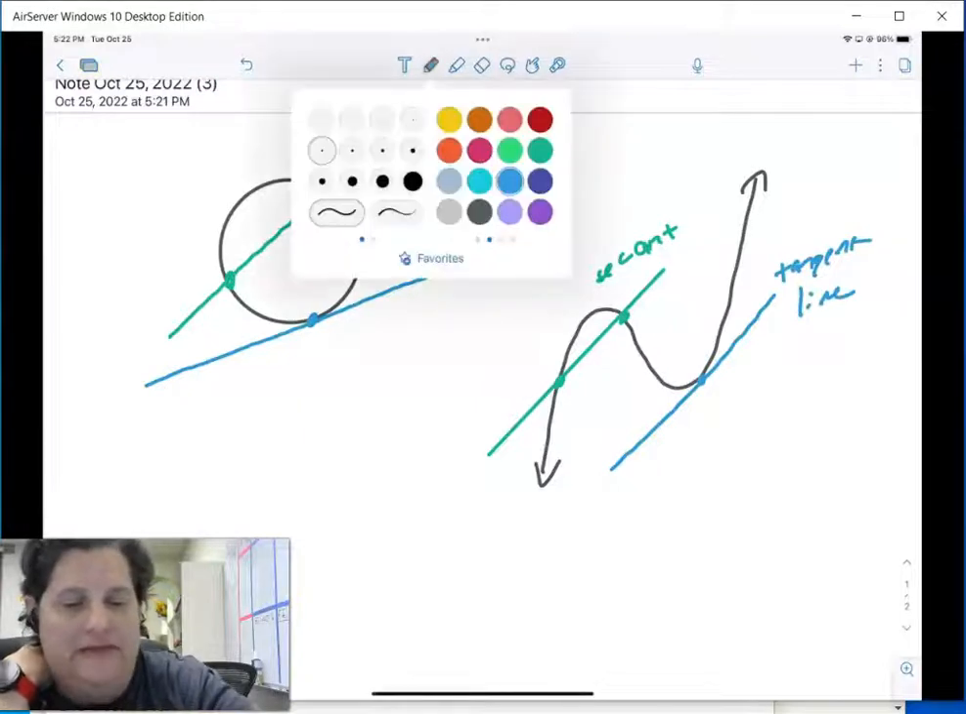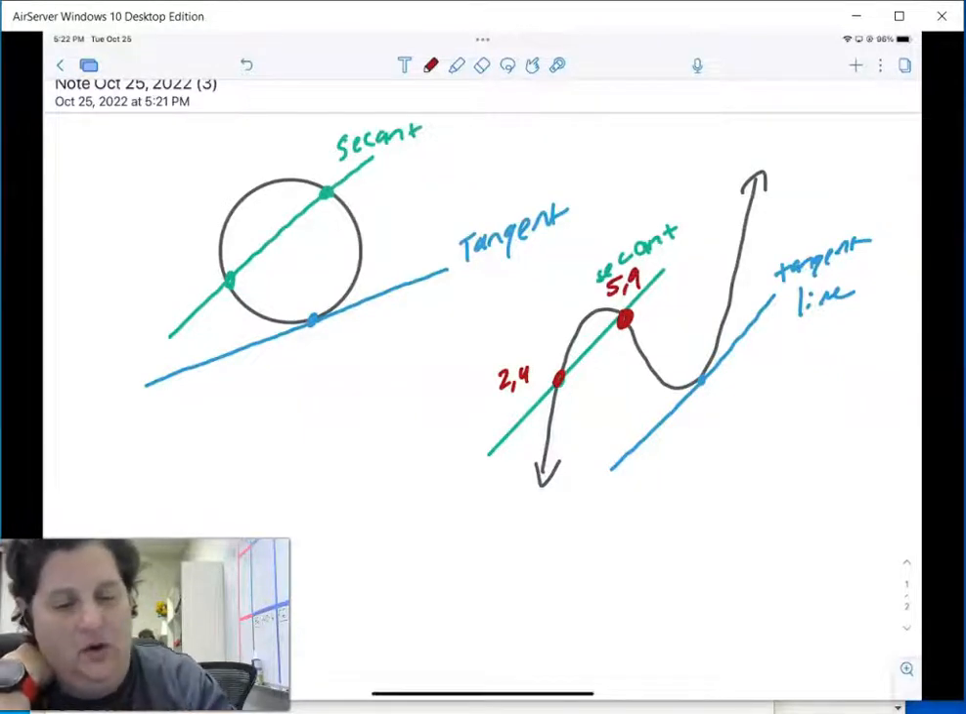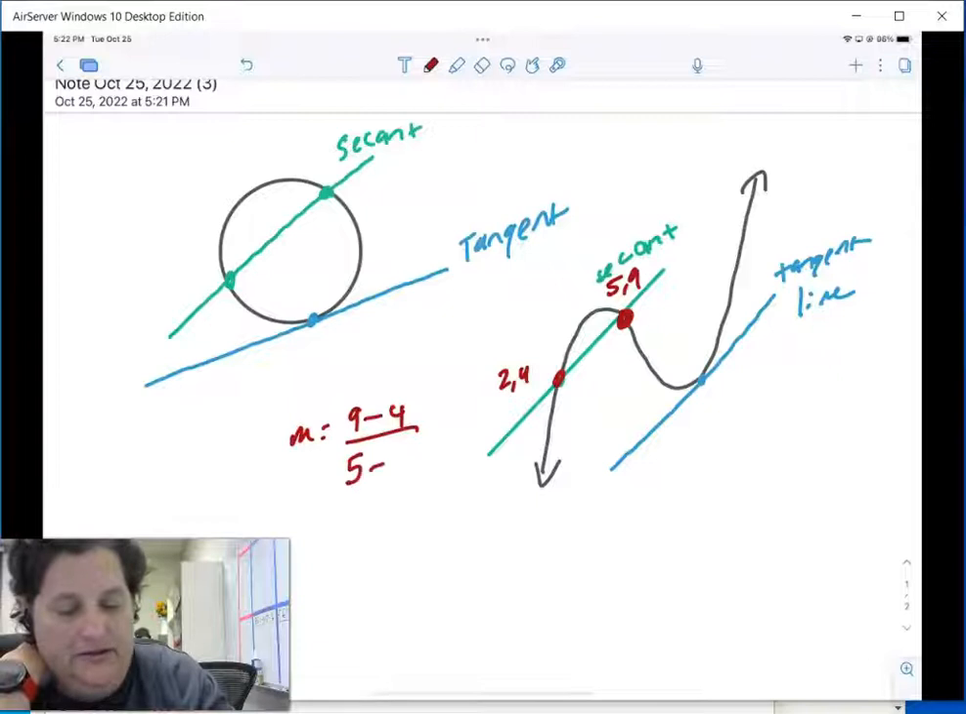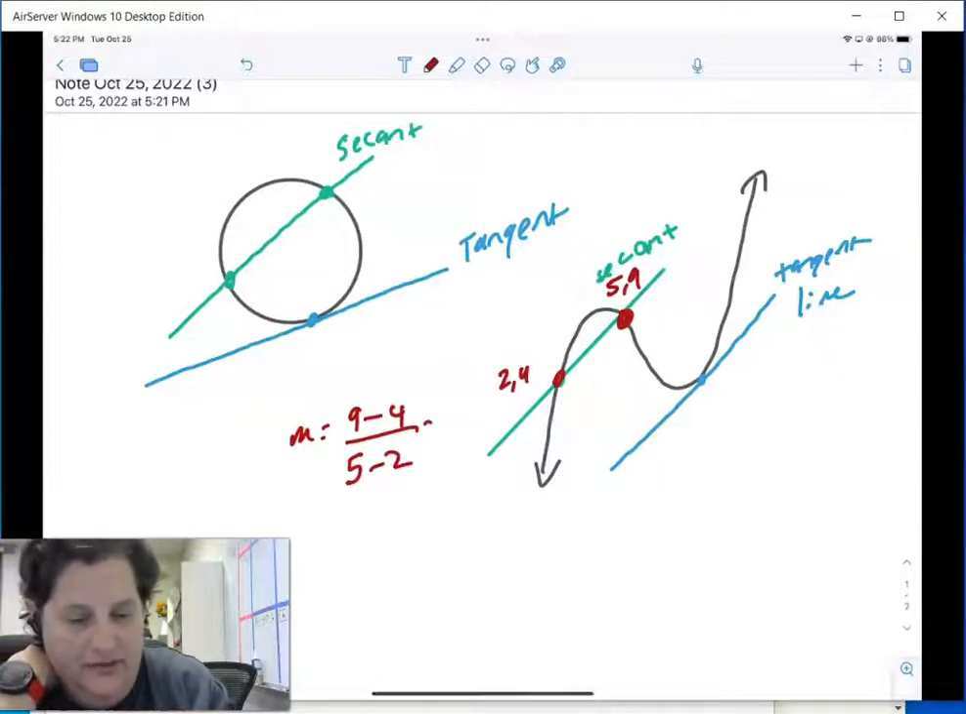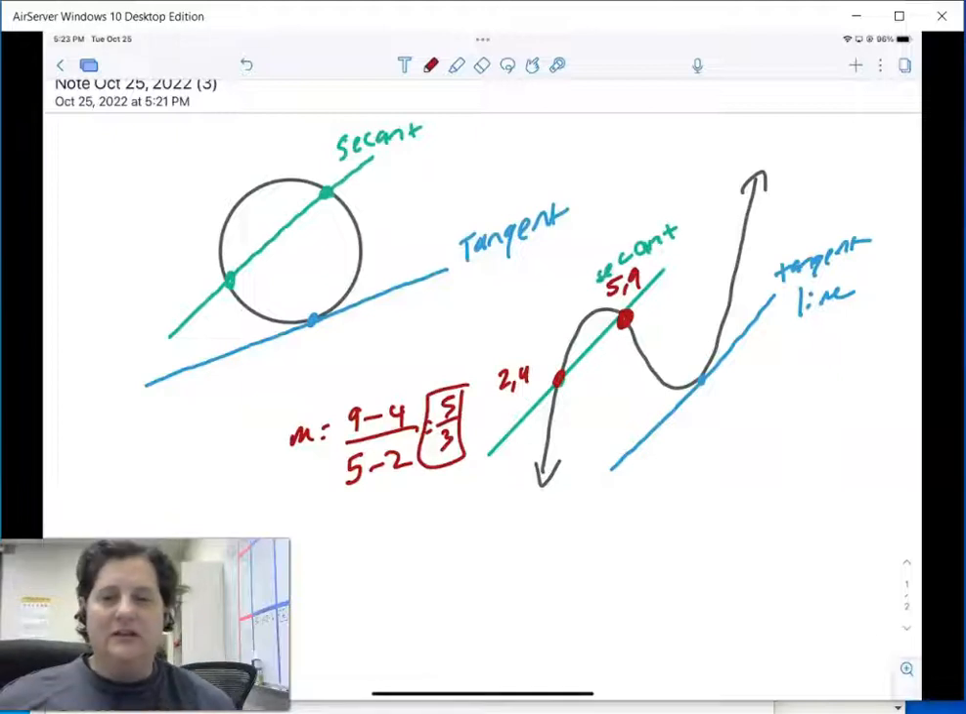Well, it's really easy for me to find the slope of this line, you guys. Let's say this was the point (2, 4) and this was the point (5, 9). How do I find the slope? Well, slope is y2 minus y1 over x2 minus x1. And I can figure out that the slope of that line is 5/3. Easy. With a secant line, the slope is super easy.